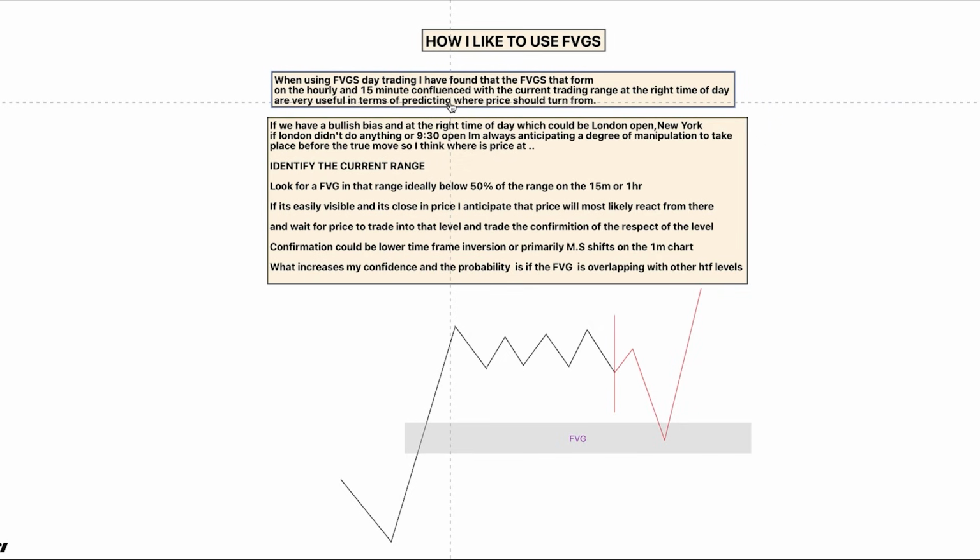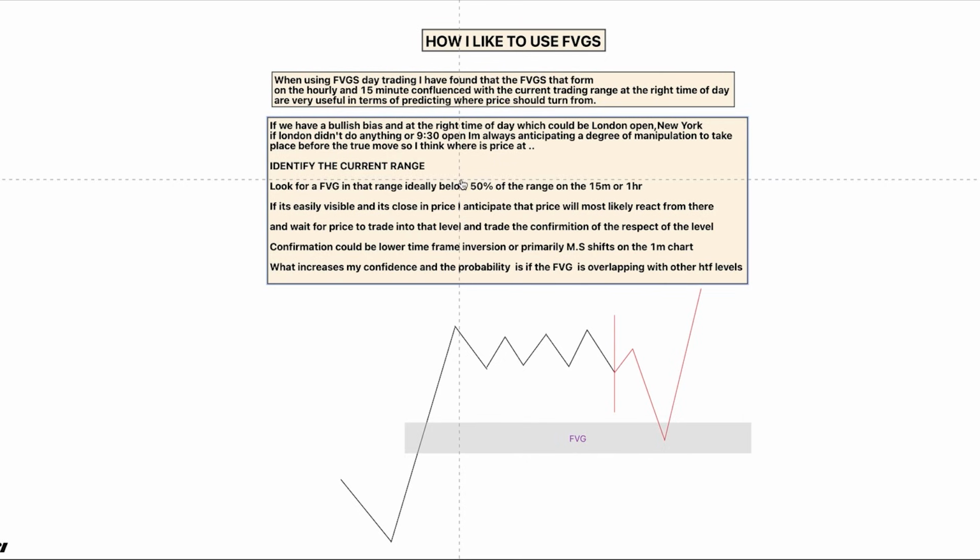For example, let's say we're bullish and at the right time of the day, which could be London open, New York open of course, or the 9:30 open. Logically, if we're going to be bullish, we want to see a degree of manipulation take place before a true move. So what I always like to think to myself is, okay, where is price currently at right now? Coming up to that time, it could be either the London open or the 9:30 open, I'm always thinking to myself, where is price currently trading at right now? I like to identify the current range, and then I look for a fair value gap in that range, ideally below 50%, because price likes to use discount arrays if it's bullish, and it likes to use premium arrays if it's bearish.